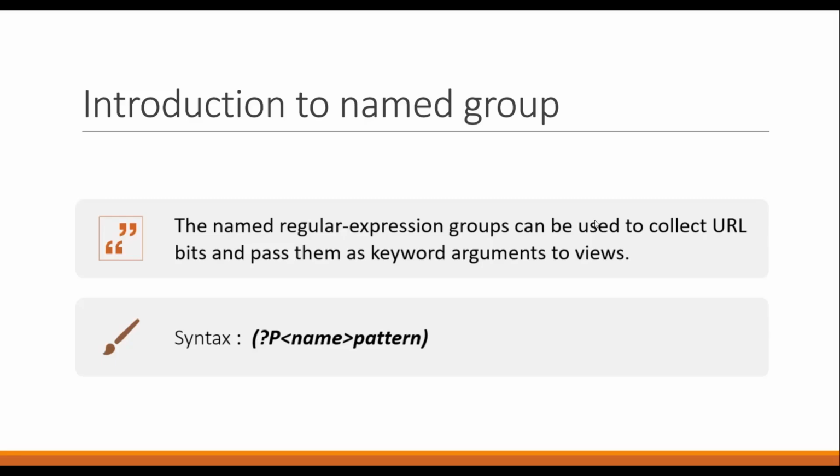In Python Django, the syntax for the named regular expression group is as follows: you have to start the parenthesis, then add a question mark, then write a capital P, then pass the name, and after that pass the pattern. Here the name is the name of the group and the pattern is some pattern to match.